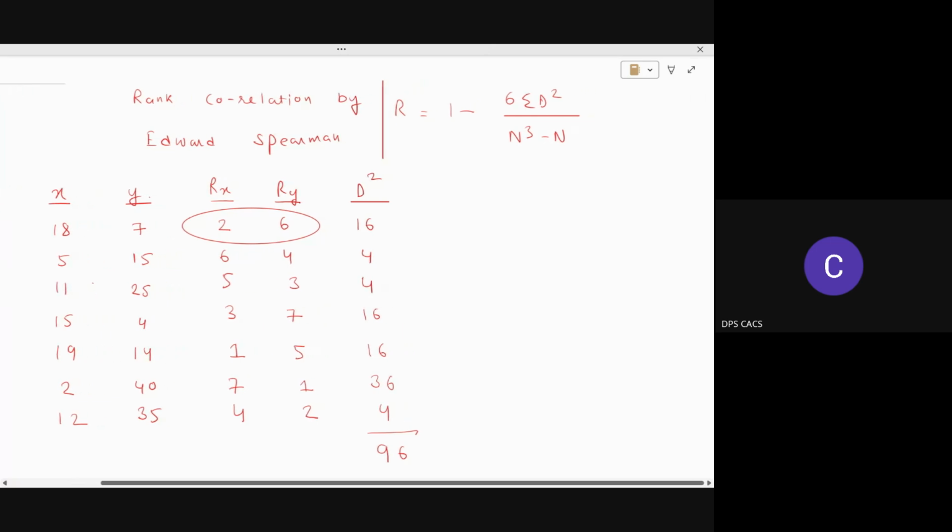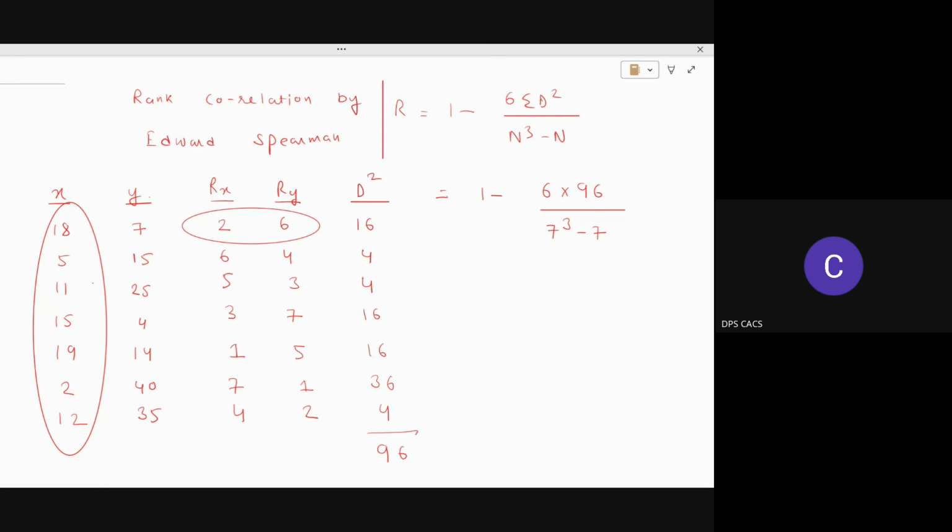Right? Coming to the formula, 1 minus 6 into 96 by n. How many observations are there in each column? 7 observations. So 7 cube minus 7. 7 cube is how much? 343. 343 minus 7 is 336. Solve it and get the answer. 6 into 96 is 576, by 336.